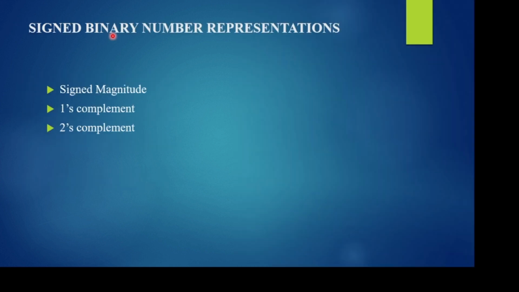Before going deep into the algorithms, first we have to understand how a signed binary number can be represented. A signed binary number can be represented using three different methods. First one is sign magnitude representation, second one is 1's complement representation, and the third one is 2's complement representation.